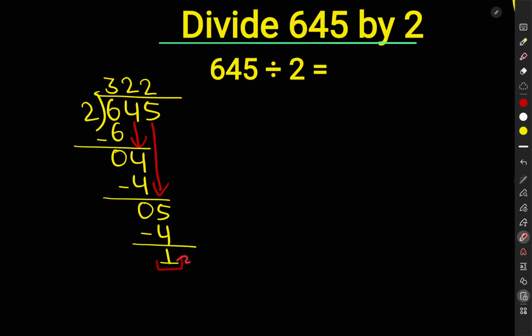So now this 1 is less than 2 and there is no other number to put it down. So we take here decimal so that we put 0. So it is 10 and 2 times 5 is 10. On subtracting we get 0. So 645 divided by 2 is 322 decimal 5.